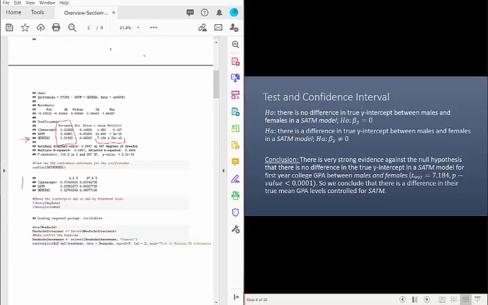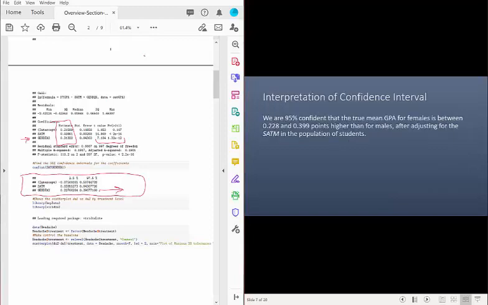The confidence intervals are given here. If we interpret the slope coefficient for the indicator variable, we are 95% confident that the true mean GPA for females is between 0.228 and 0.399 points higher than for males after adjusting for the SAT math score in the population of students.